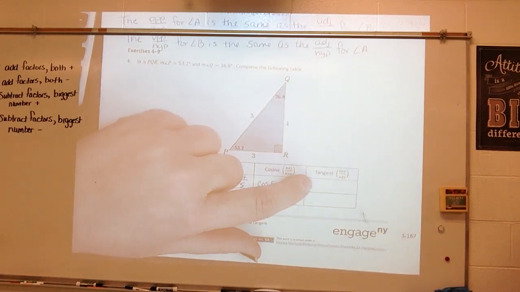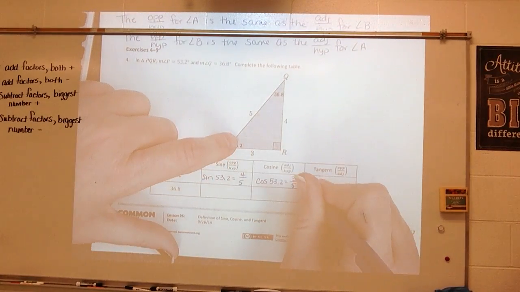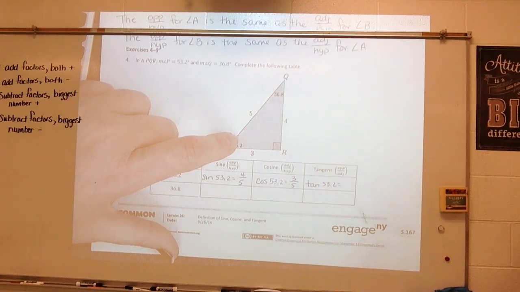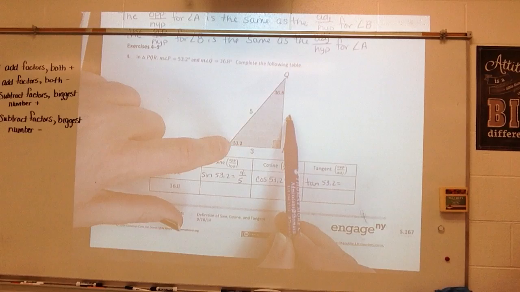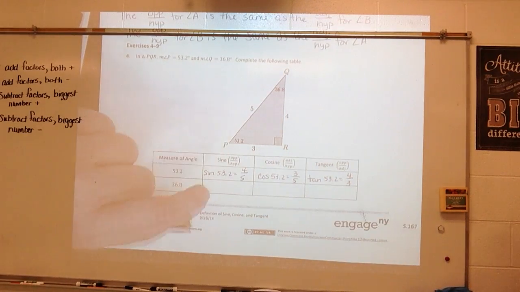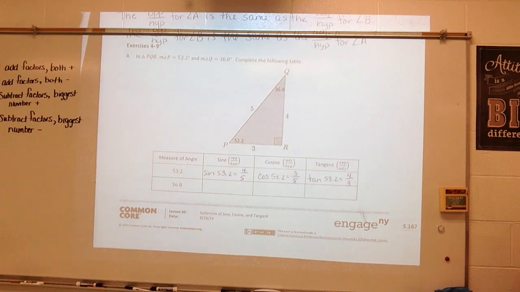All right, let's look at the tangent of this. So I'm going to look at tangent of 53.2. And that is our opposite, which is 4, over the adjacent, which is 3. And I can leave it this way.